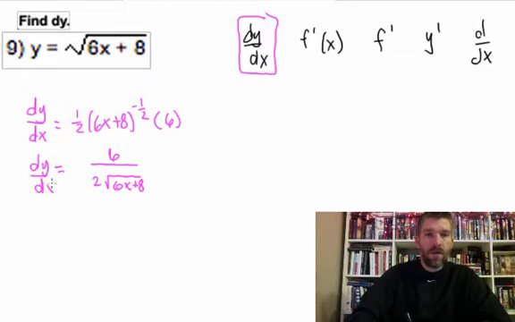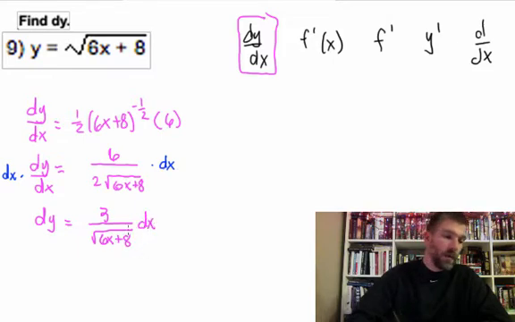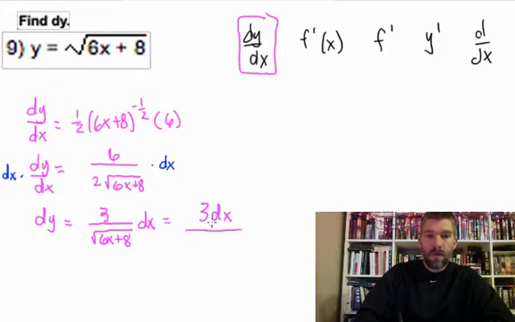Now, to finish this problem up, we would reduce the 6 and the 2 and multiply by dx. So we multiply this side by dx, and we multiply this side by dx. And so I end up with dy equals 3 over the square root of 6x plus 8 times dx. Or, if you want to be a cool person, we could say 3 dx over 6x plus 8 to the 1/2.